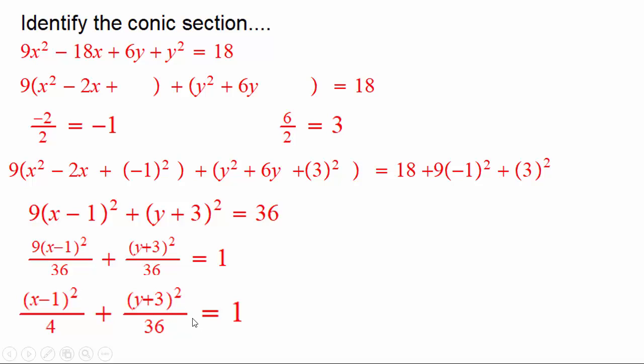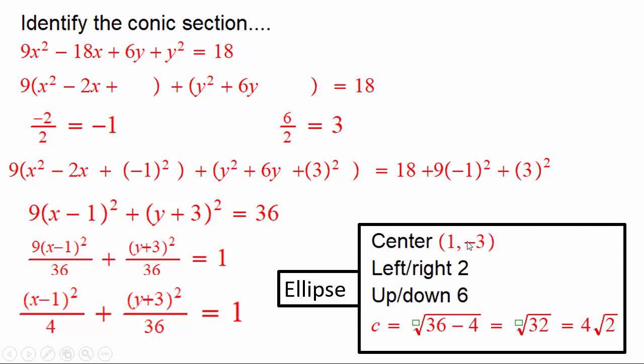So that is our standard form of our ellipse. So now we can gather a whole bunch of information from it. So we have an ellipse. Our center is going to be (1, -3), left, right 2, and up, down 6. The left, right is the number that comes from under the x, the square root of 4, and up, down is the square root of 36.